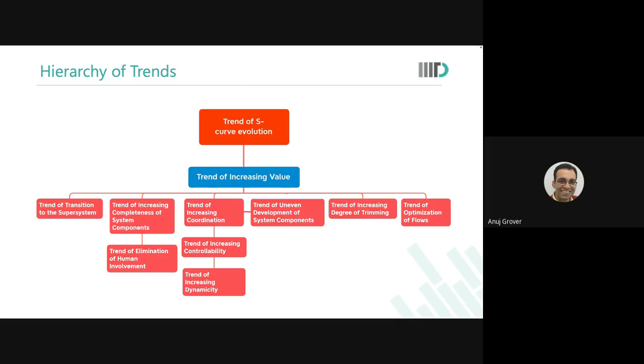Then, the trend of increasing degree of trimming. This is fairly obvious. As you trim more components, your system becomes cheaper. Trimming ensures that you have the same functionality left. So functionality remains the same, the system becomes cheaper, value increases, and the S curve is being followed.